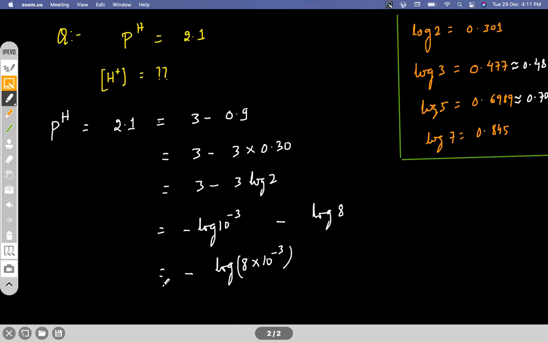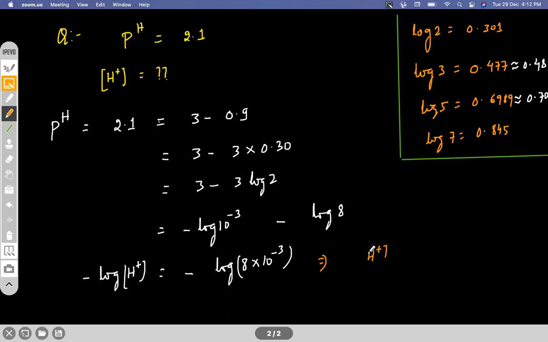So pH, we know this pH is equal to minus of log 8 into 10 to the power minus 3. And pH, we know it is minus log of H plus. So if you compare the two, obviously the H plus concentration we are getting here is 8 into 10 to the power minus 3. This is the answer we have. Clear? Any doubt in this? Yeah, tell me.